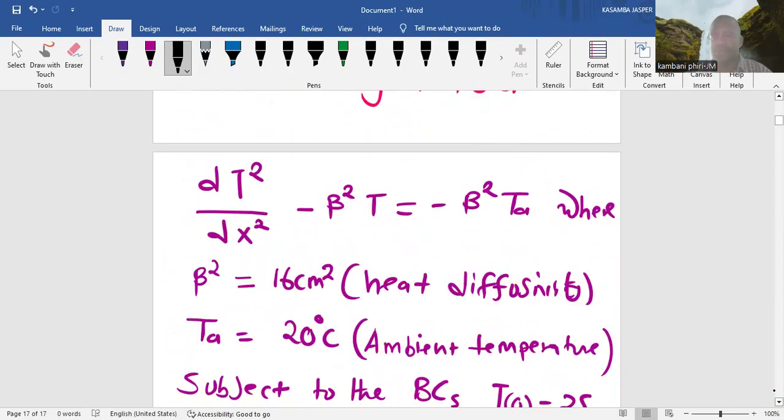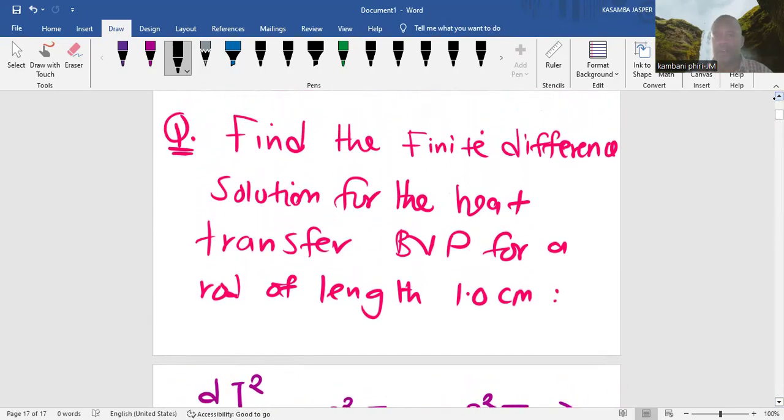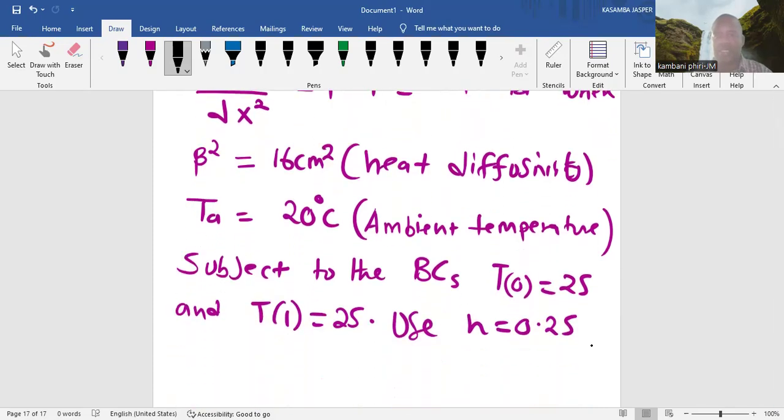Okay, let's look at the question. We are saying find the finite difference solution for the heat transfer boundary value problem for a rod of length 1.1 centimeter and given by this differential equation: d squared T divided by dx squared minus beta squared T is equal to negative beta squared Ta, where beta squared is 16 square centimeters, that is the heat diffusivity, and Ta is 20 degrees, that is the ambient temperature, subject to the boundary conditions.